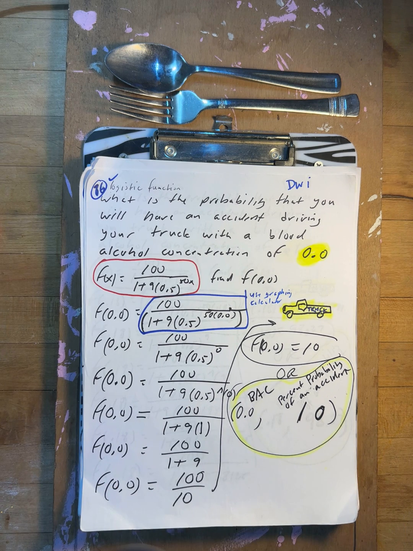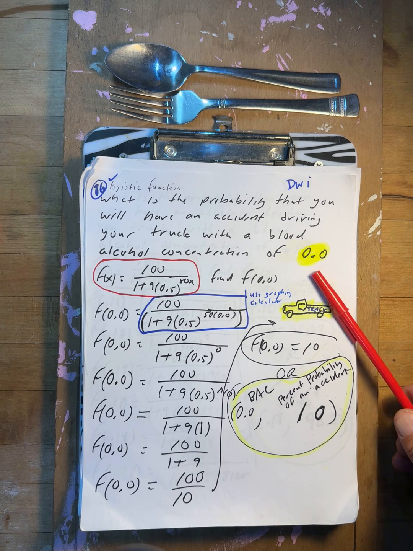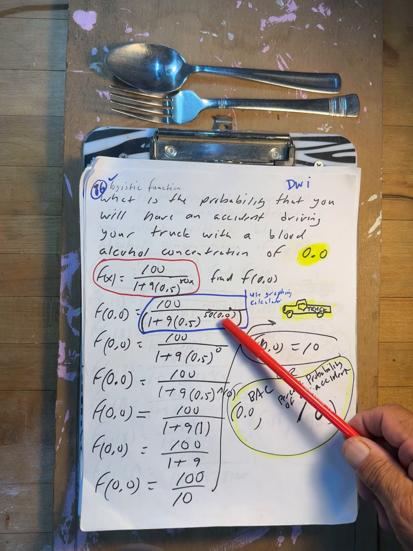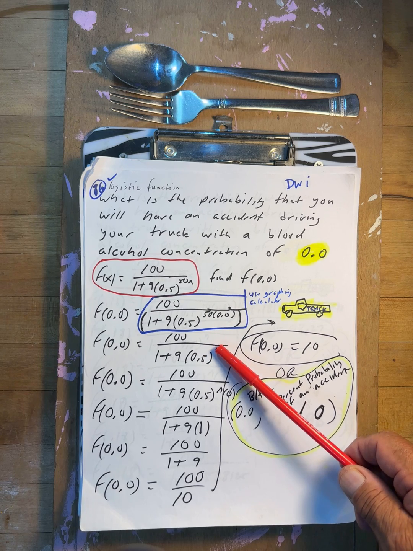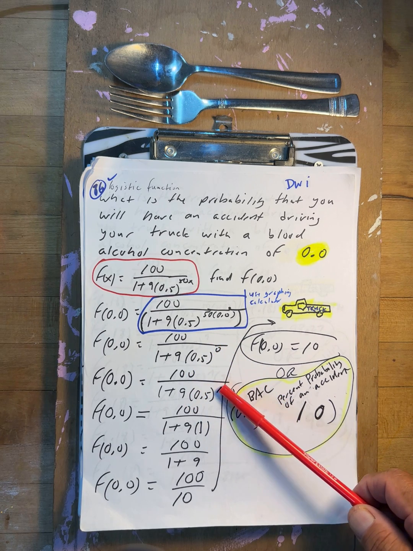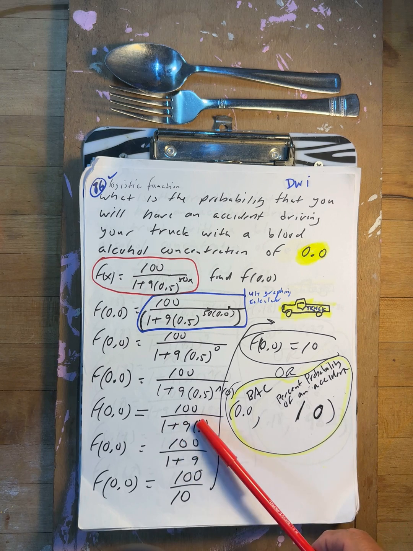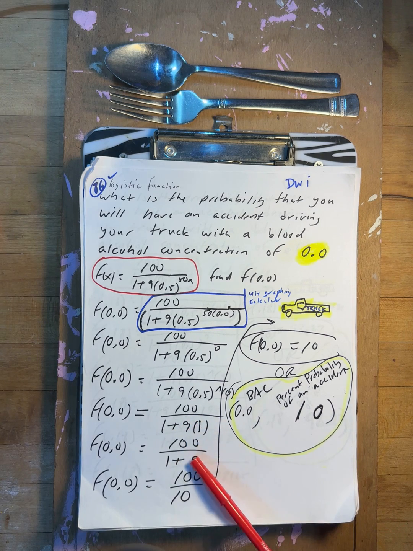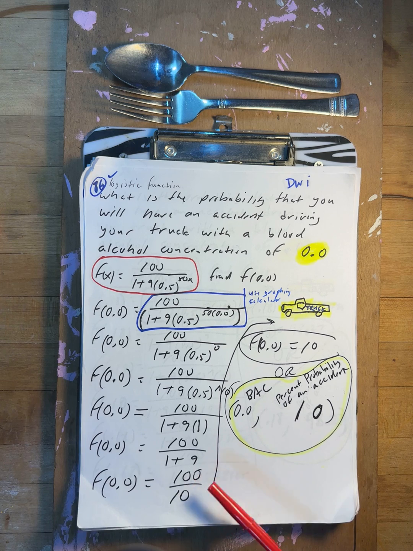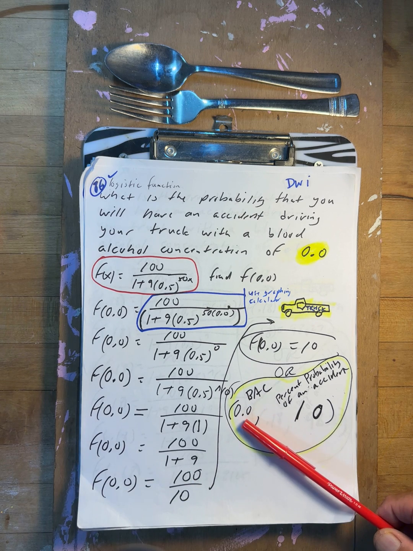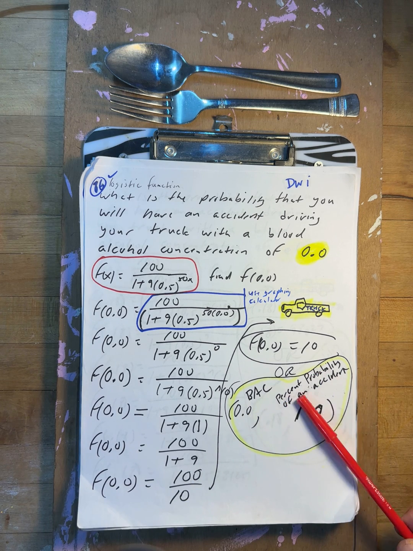What is the probability you will have an accident driving your truck with a blood alcohol concentration of 0.0? All right, let's put it in there. 0.0 times that 50 is going to be 0, and 0.5 to the 0 is going to be 1. So 9 times that, multiply first. 9 times 1 is 9, and 9 and 1 is 10. Divide this right here. So blood alcohol is 0.0, percent probability of an accident, 10%. Okay.